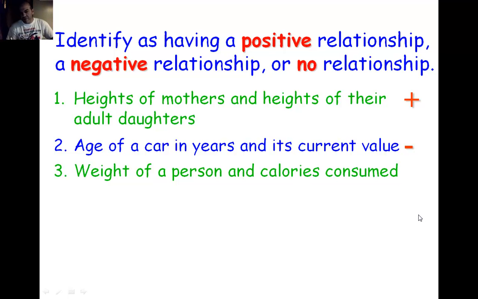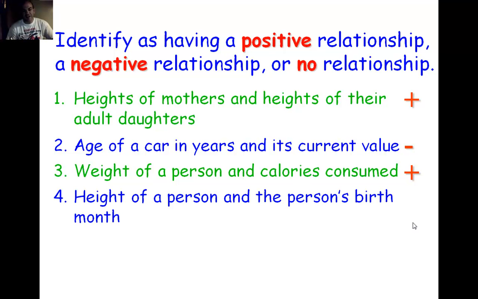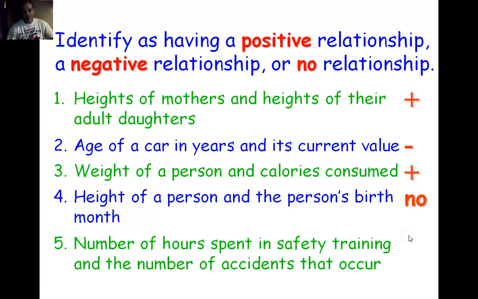Weight of a person and calories consumed. Generally, the bigger a person, the more food they're going to eat to support their living cells, so that would be a positive relationship. What about the height of a person and a person's birth month? Probably not a relationship there. It doesn't matter what month you're born as far as how tall you are, so there's probably no relationship there.